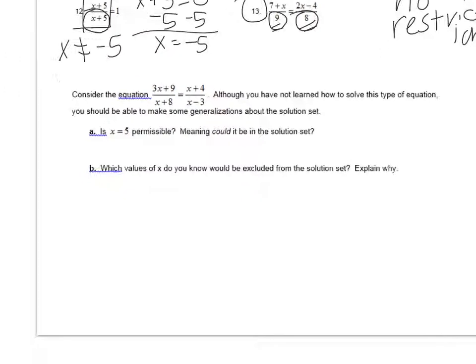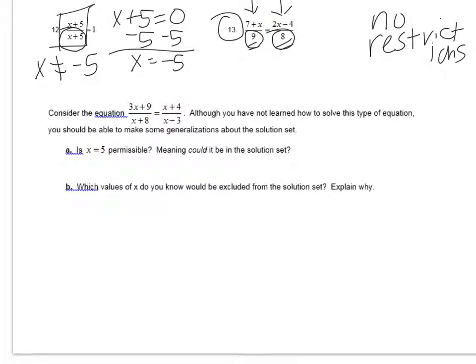So last problem. Consider this equation: 3x plus 9 over x plus 8 equals x plus 4 over x minus 3. We haven't learned how to solve this type of equation yet. And you may be saying, Miss Edwards, yes we have. That's a proportion. We can cross multiply to solve that. But when we would cross multiply, we would get x plus 8 times x plus 4. We'd have to double distribute, and x times x would give you x squared.